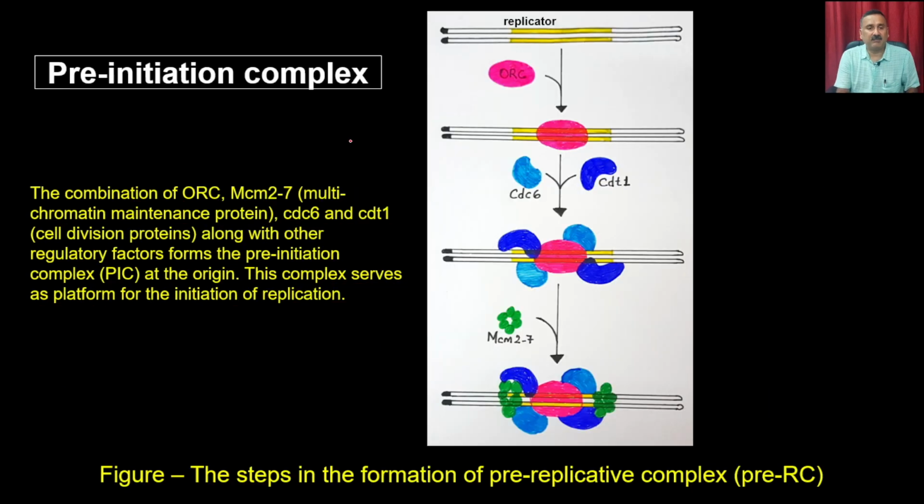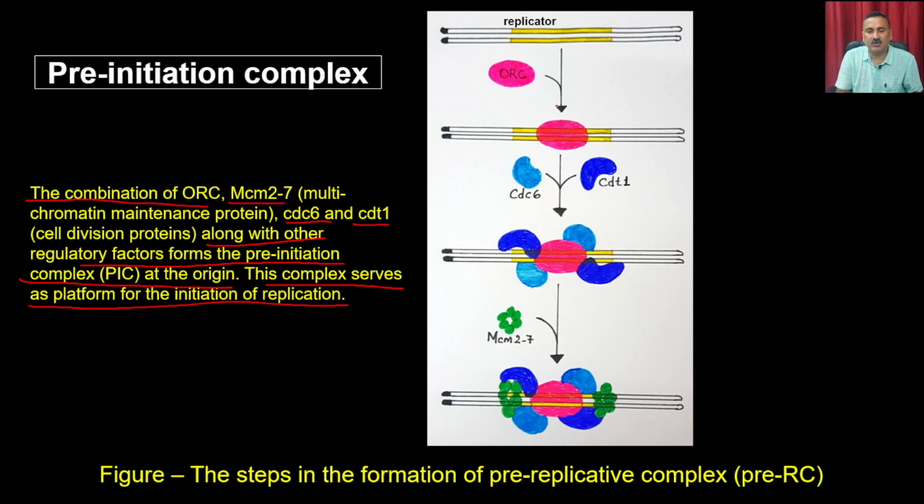So, the pre-initiation complex is formed on the origin of replication. The combination of the ORC, MCM2 to 7, CDC6 and CDT1, along with other regulatory protein factors, forms the pre-initiation complex at the origin. This complex serves as a platform for the initiation of replication.